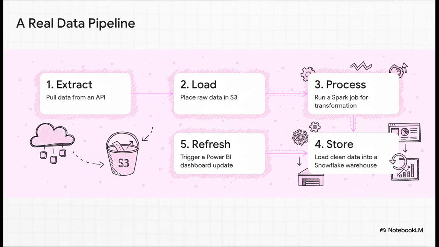Once that's done, and only once it's done, it signals step 2, load that raw data into cloud storage like S3. Next up, the heavy lifting. Airflow triggers a big Spark job to process and transform all that data. Once that's complete, it cues step 4, store the clean, processed data in a data warehouse like Snowflake. And for the grand finale, once the data is ready and in place, Airflow gives the final cue, refresh the business intelligence dashboard so everyone in the company sees the latest numbers. It manages that whole sequence perfectly.